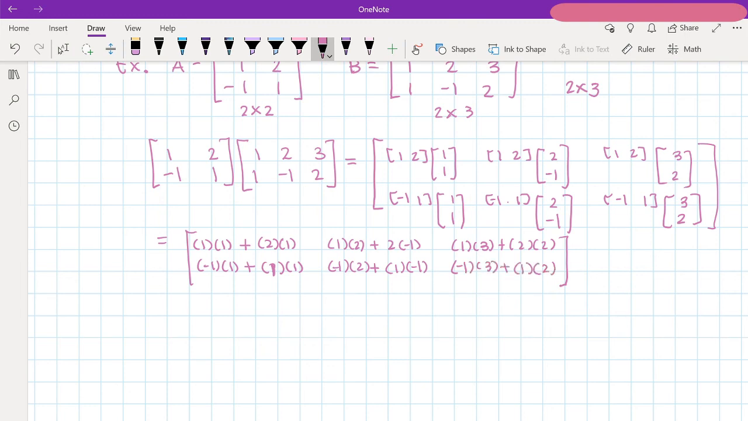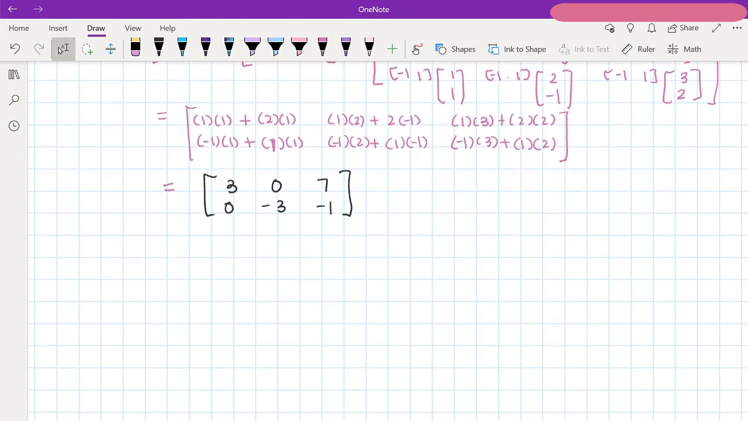So now we're going to add each value together. For the first entry of this new matrix C, we'll get 1 times 1 plus 2 times 1, which is 3. And then we'll keep doing that, so that'll be 3, 0, 7, 0, minus 3, minus 1.